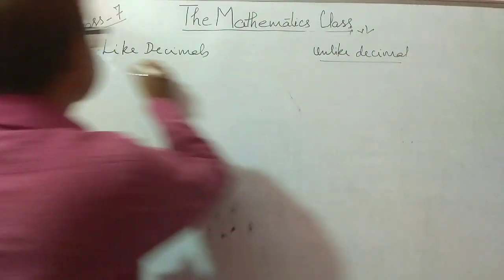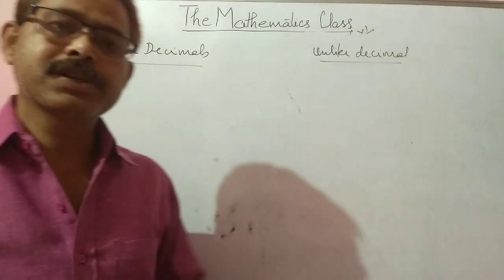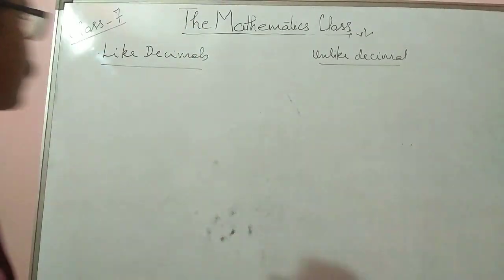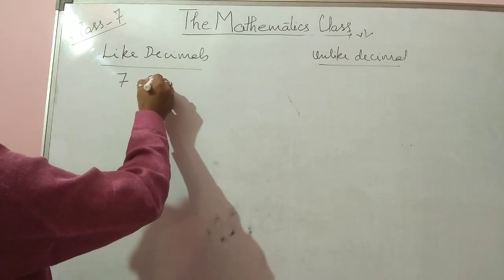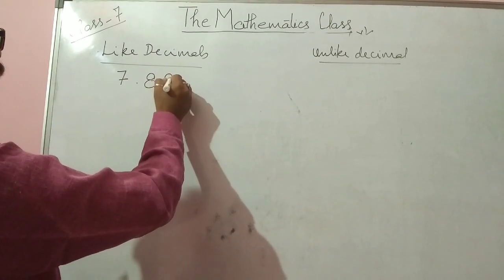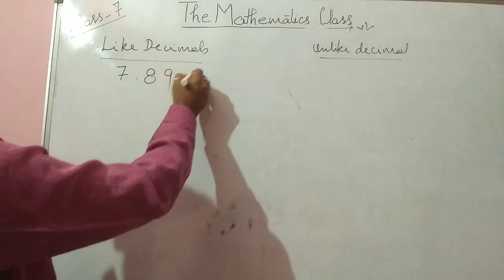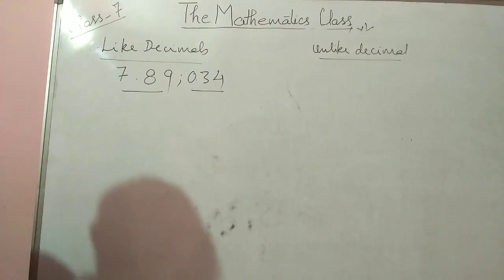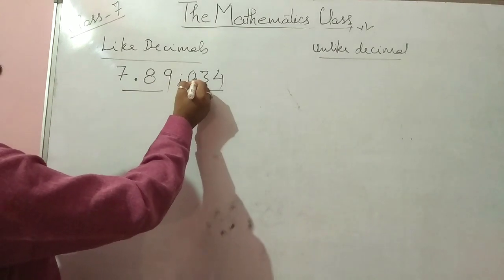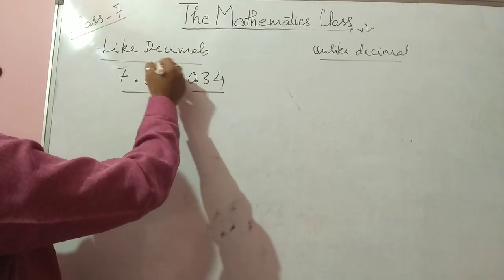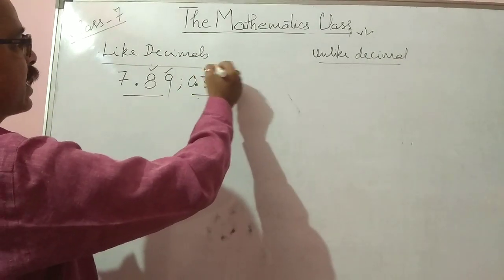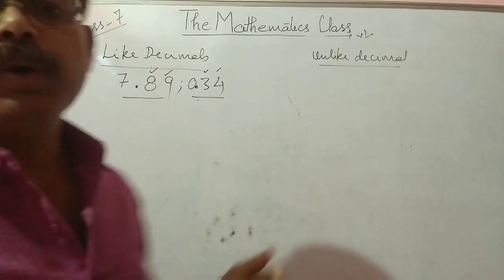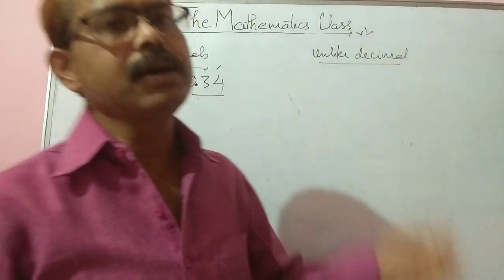Like decimals means decimal numbers which have the same number of digits after the decimal. Suppose I say 7.89 and I say 0.34. So these are like decimals. Why are they like decimals? Because in the first one we have 2 digits after the decimal, and in the second also we have 2 digits after the decimal. So what are like decimals? Those which have an equal number of digits after the decimal.